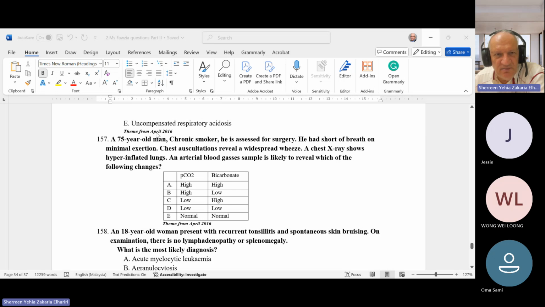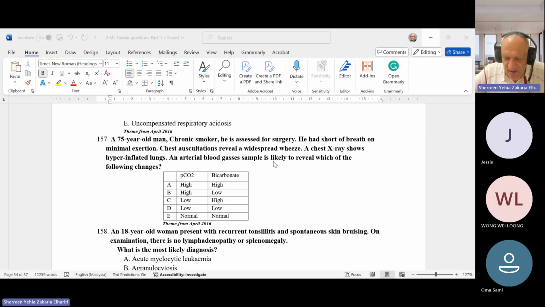Next question is easy. A 75 years old man, a chronic smoker, assessed for surgery. He had shortness of breath on minimal exertion. Chest auscultation revealed widespread wheeze. Chest X-ray shows a hyperinflated lung like emphysema, and arterial blood gases are likely referred. Which of the following changes? So we need to choose which one of these. So we have A, B, C, D, E. So PCO2, what does this patient have?